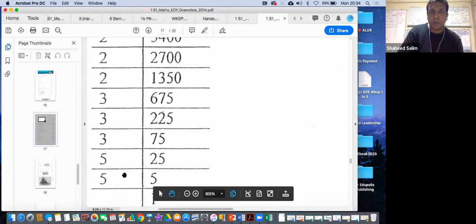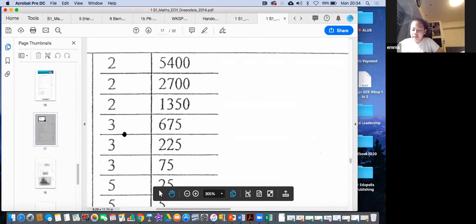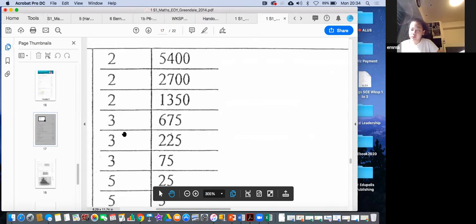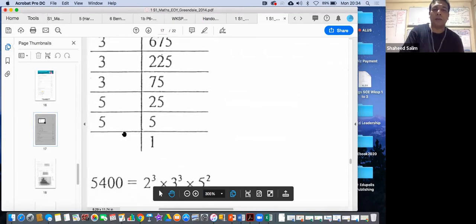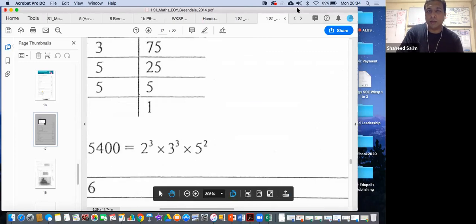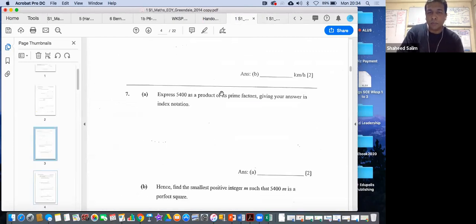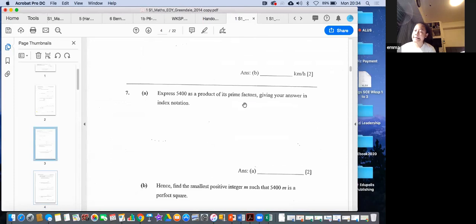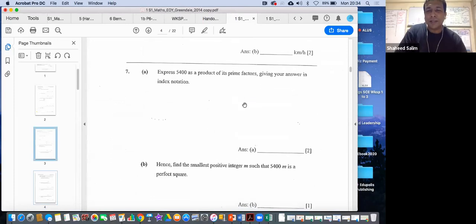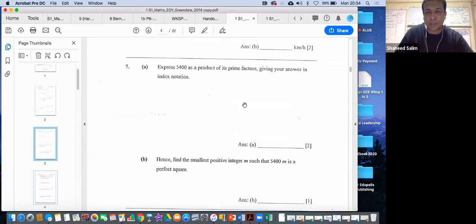You have your working? I have 3 2s and then I put 2 to 2. Okay, so be careful. That means you know how to do this already. All right, let's see. Now the next one. I forgot how to do B. Okay, no. What's the smallest positive integer such that it's a perfect square?